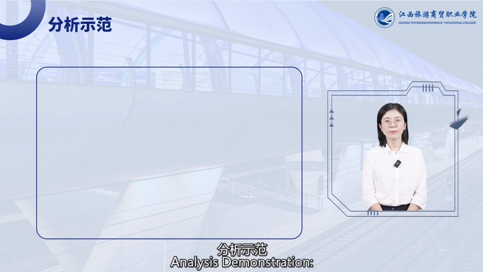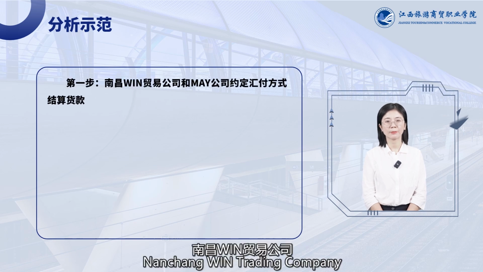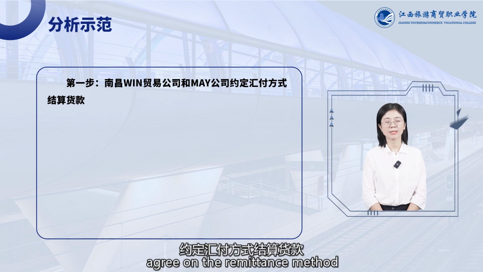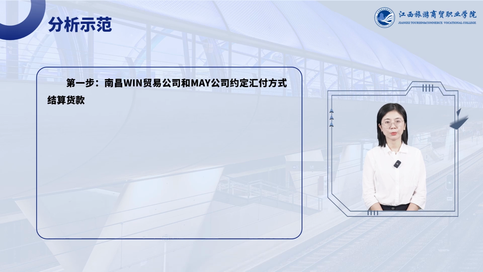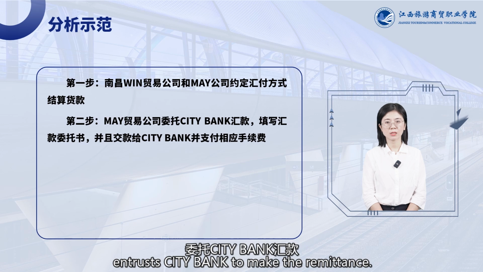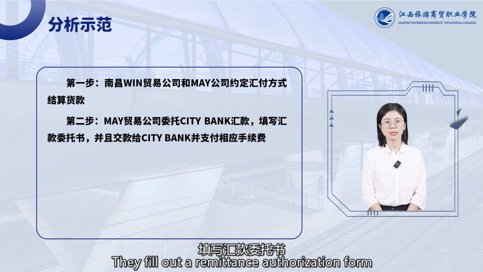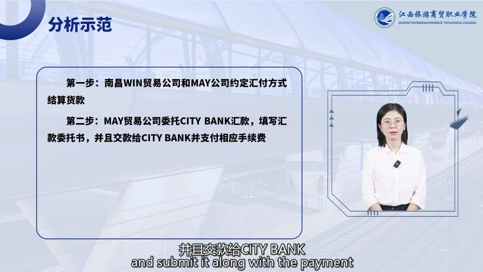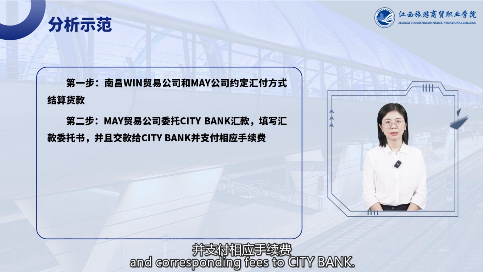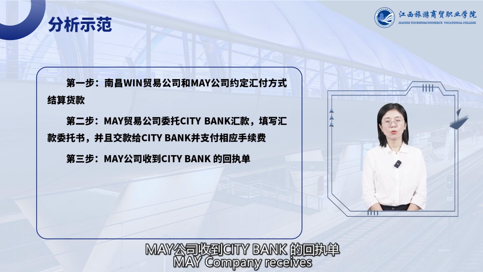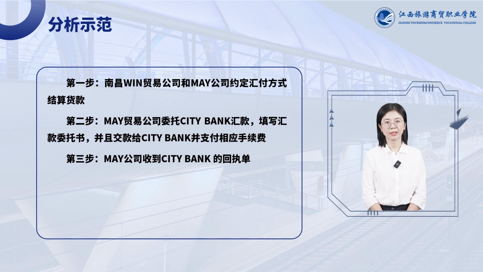Analysis demonstration. Step 1. Nanchang Wing Trading Company and May Company agree on the remittance method for settling the payment for goods. Step 2. May Trading Company entrusts Citibank to make the remittance. They fill out a remittance authorization form and submit it along with the payment and corresponding fees to Citibank. Step 3. May Company receives the receipt from Citibank, confirming the remittance.